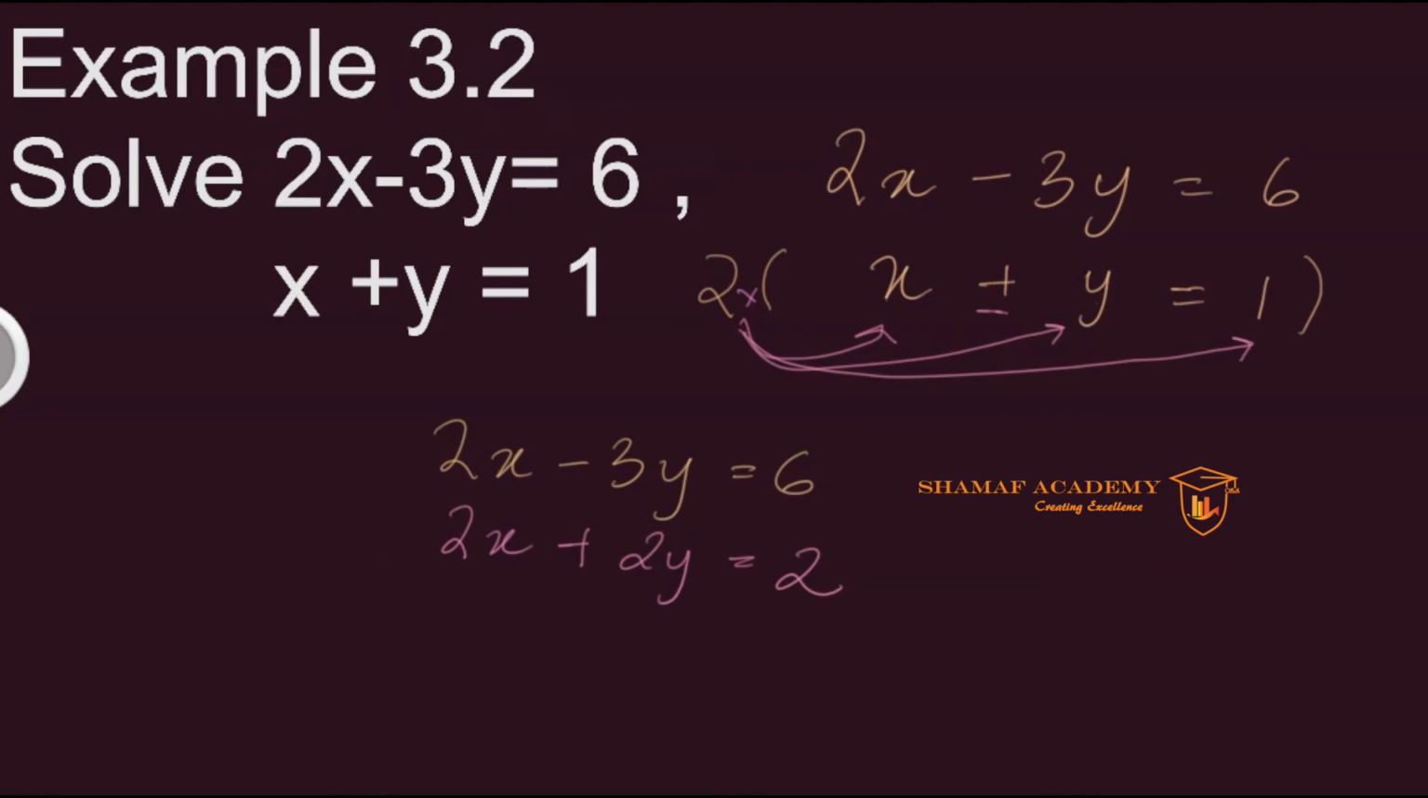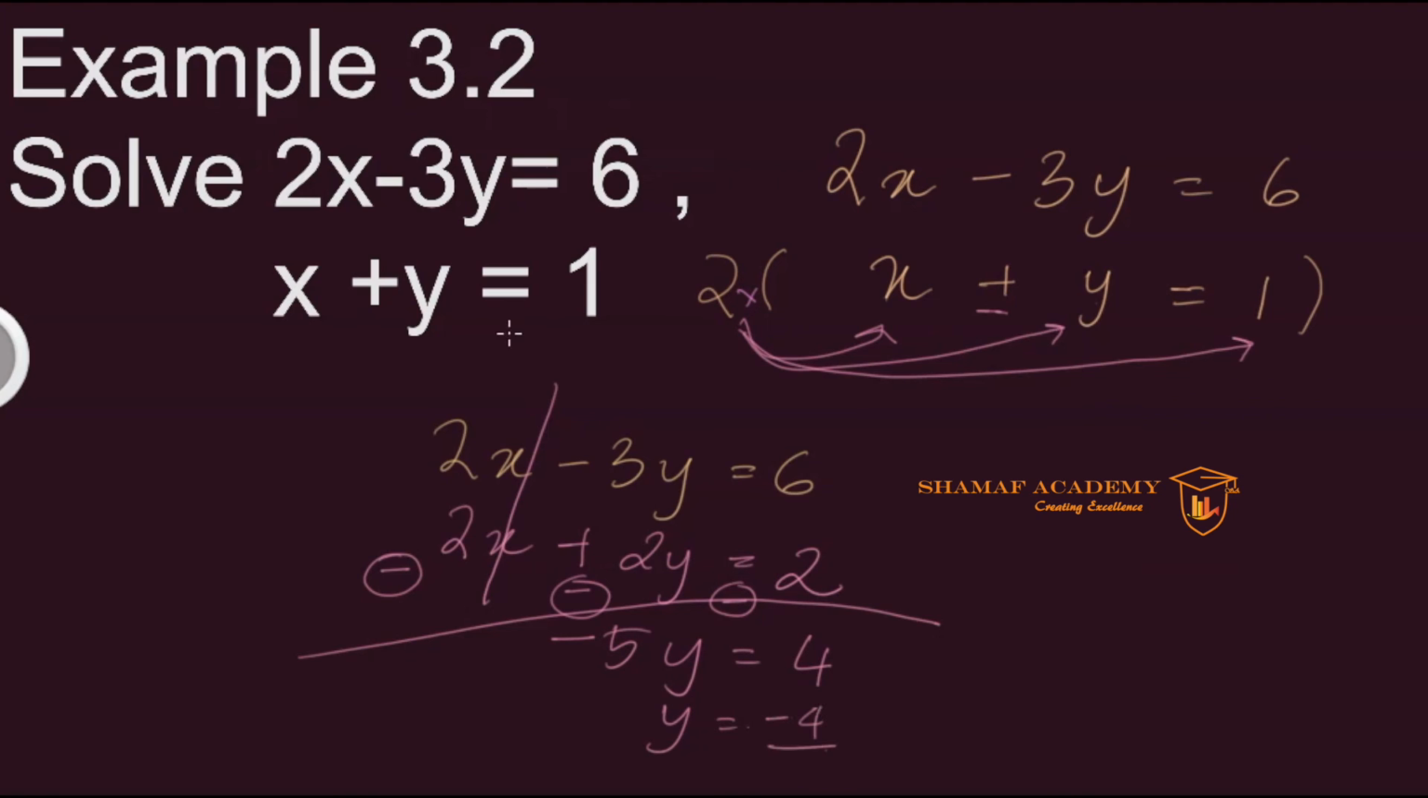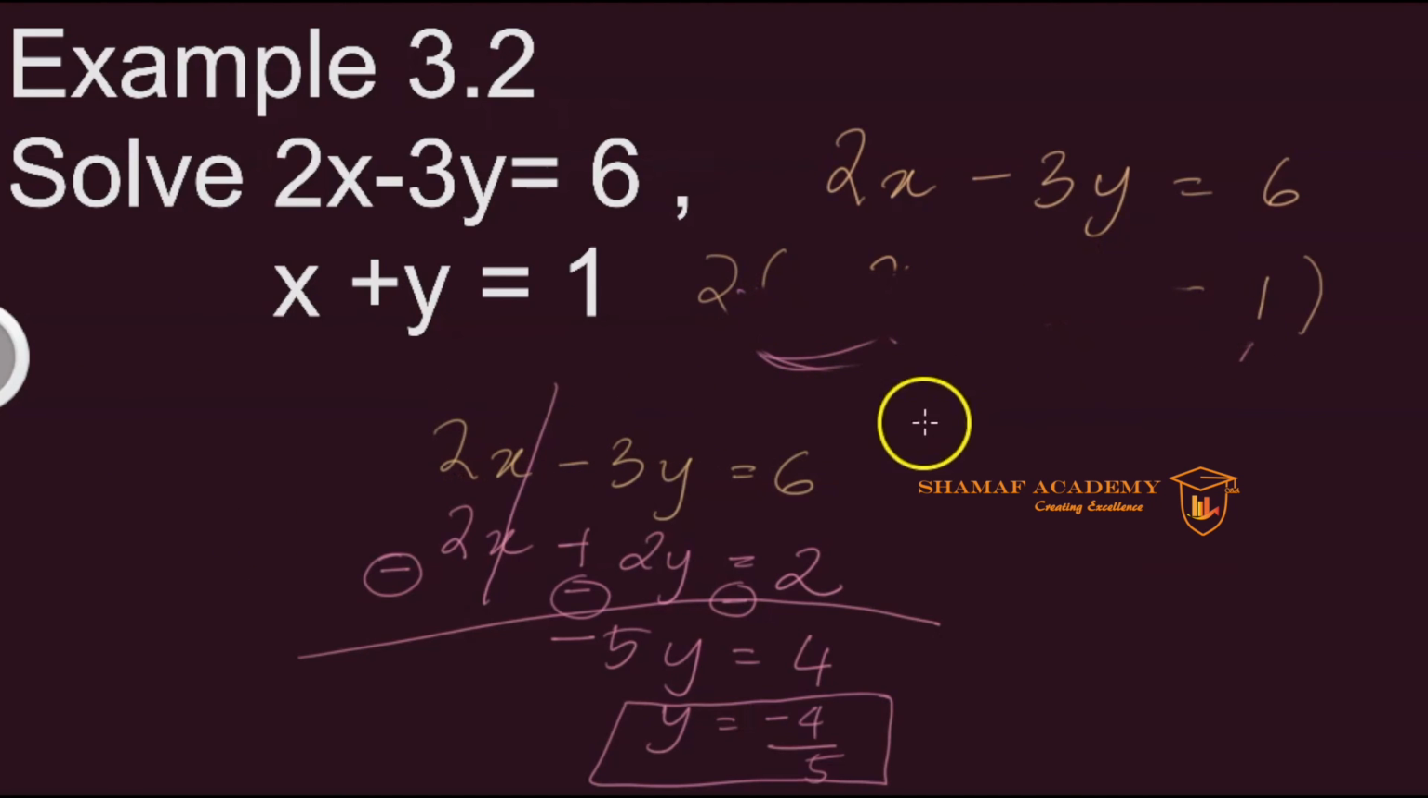They can get cancelled now. Let's change the sign, because we can cancel this. This thing is cancelled. We get minus 3 and minus 2 as minus 5y equals 4. So y equals minus 4 by 5. We have our y here, and now let's find our x.